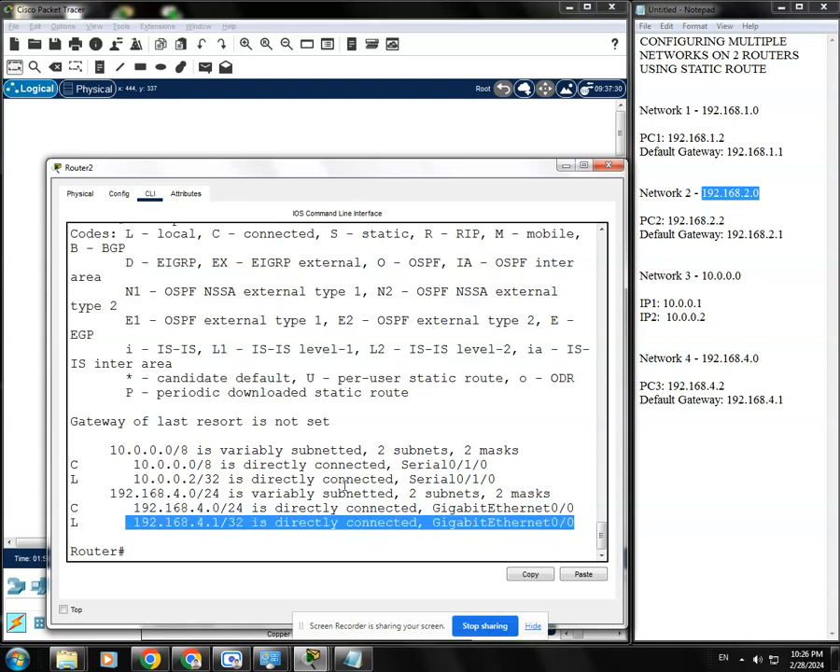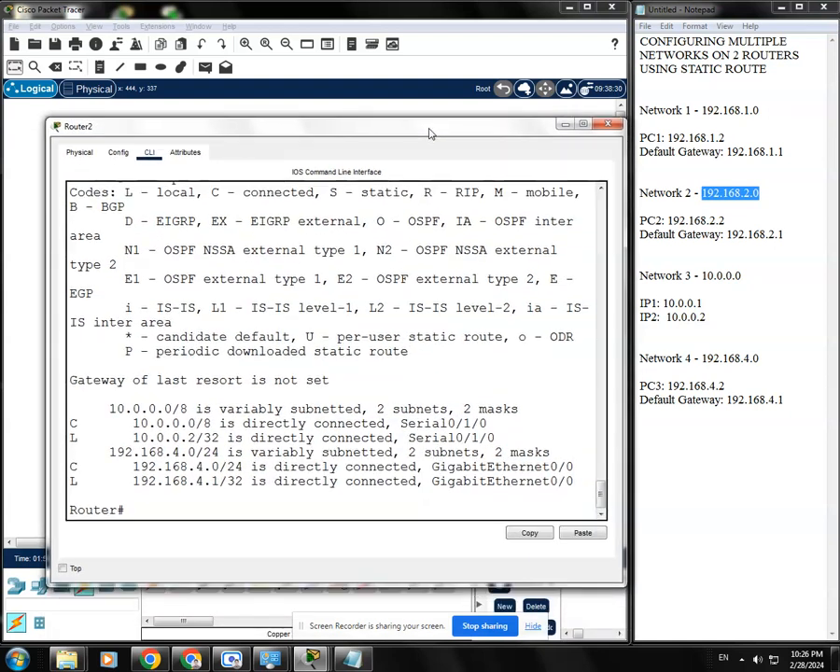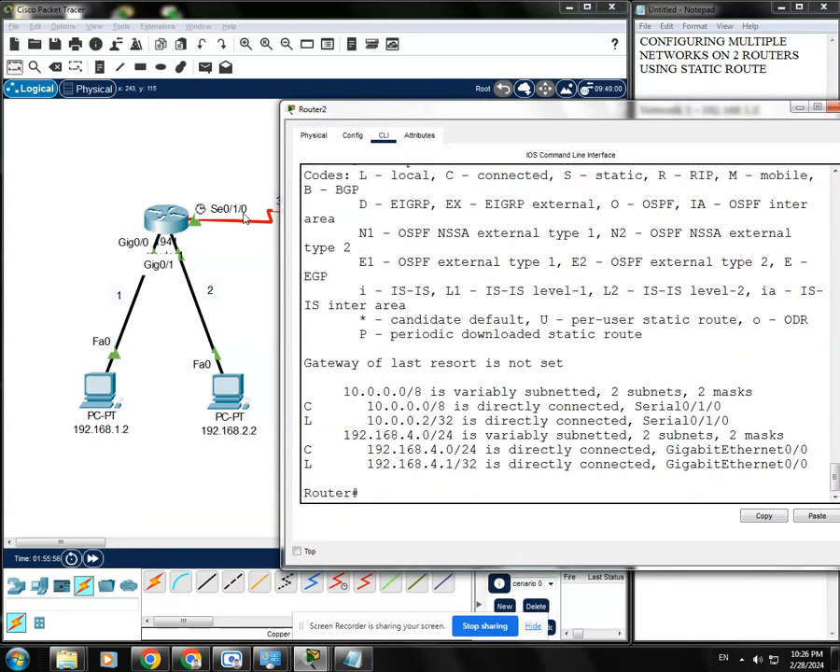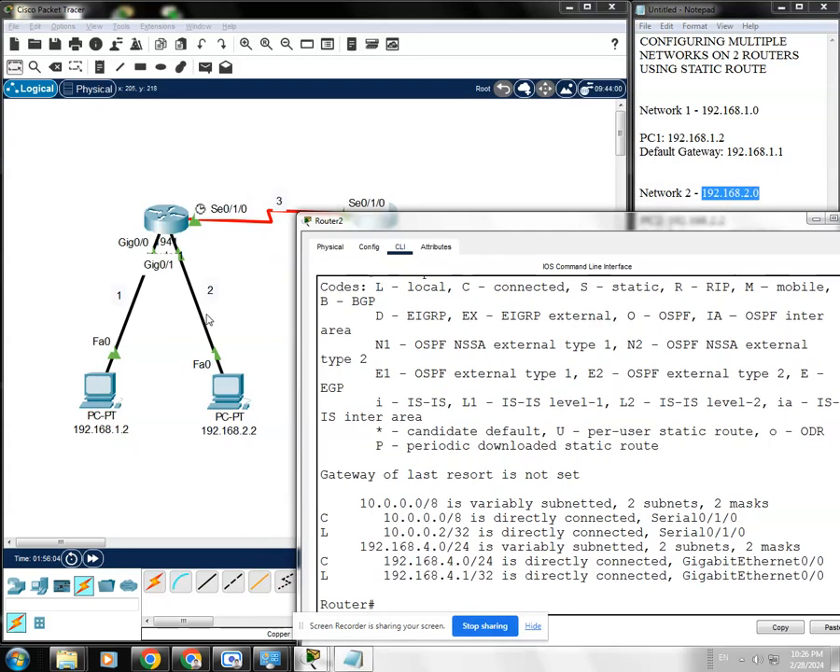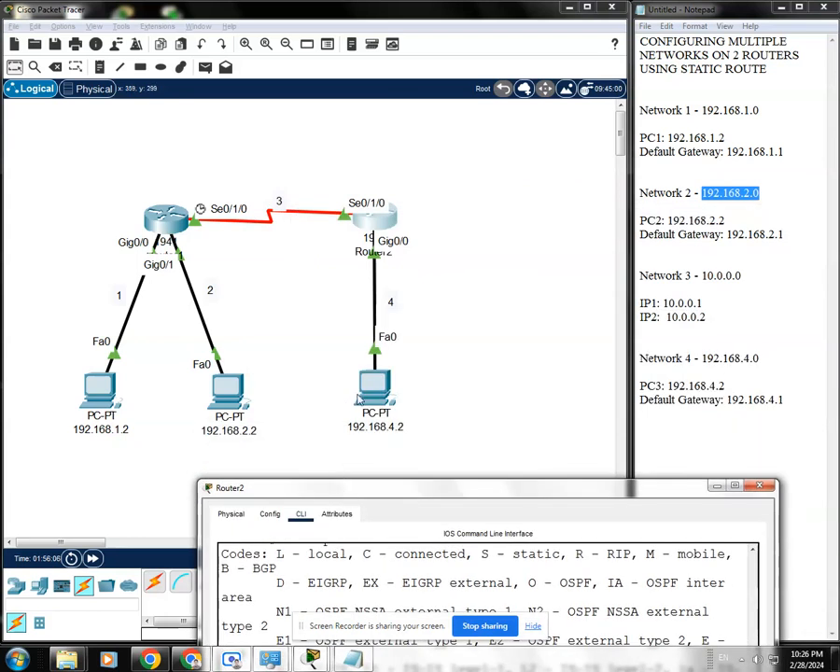So on the routing table, you'll notice that network two and network one are not showing. That is why we cannot ping from this PC to this PC.